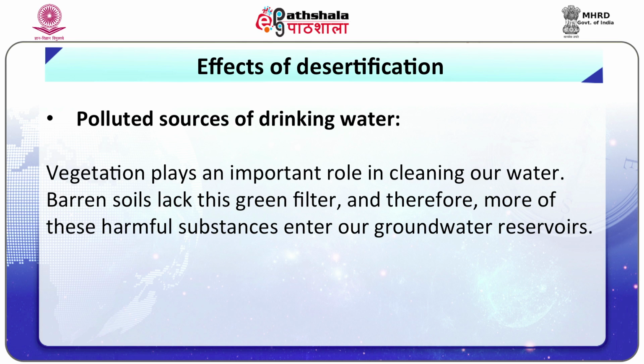Number 3. Polluted sources of drinking water. Vegetation plays an important role in cleaning our water. Plants and trees function like natural filters, storing pollutants such as heavy metals from water in their own bodies. Barren soils lack this green filter and therefore more of these harmful substances enter our groundwater reservoirs.